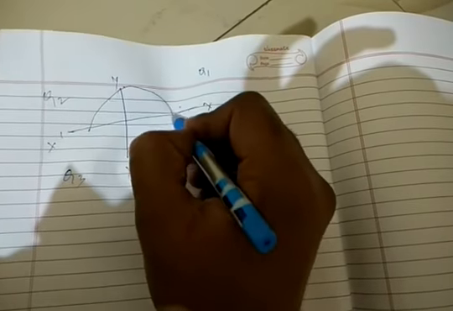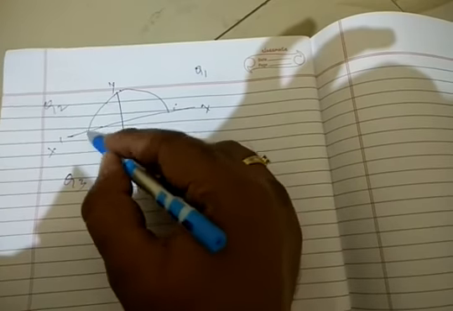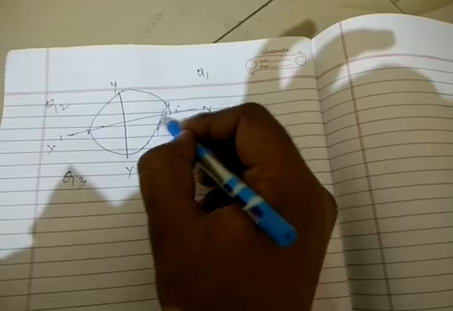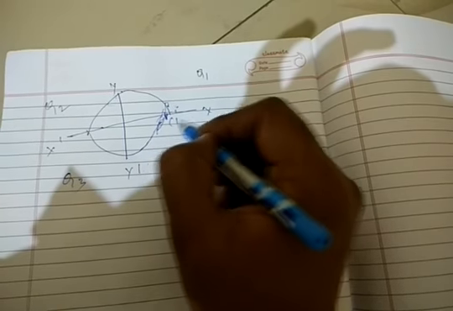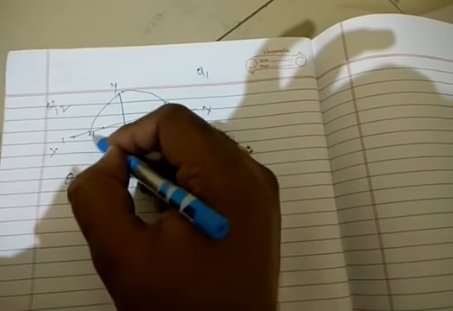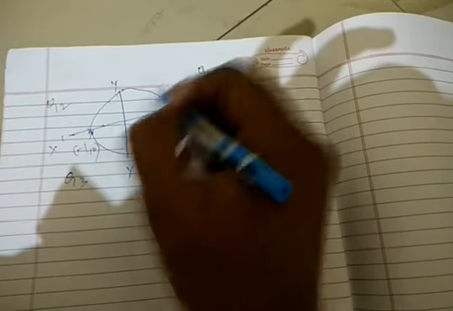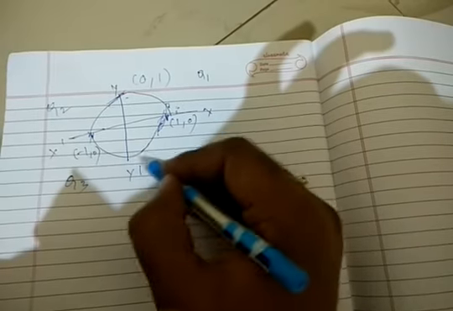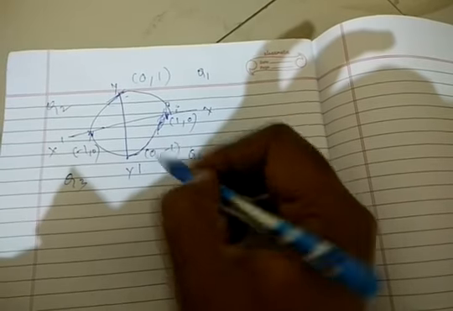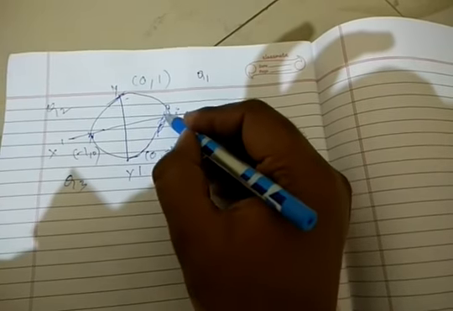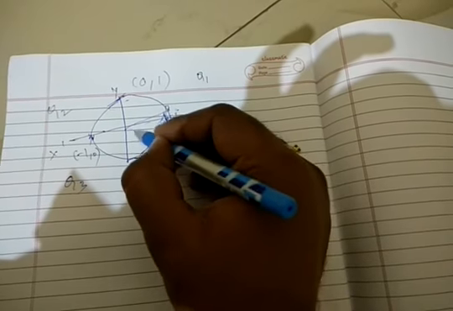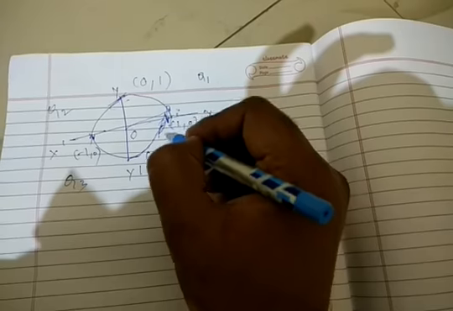Now let us consider a unit circle on this. The unit circle has a radius of 1. I have drawn a circle. Let me take these points as (1, 0) and (-1, 0), and also (0, 1) and (0, -1). Now let me take an initial point, say A.